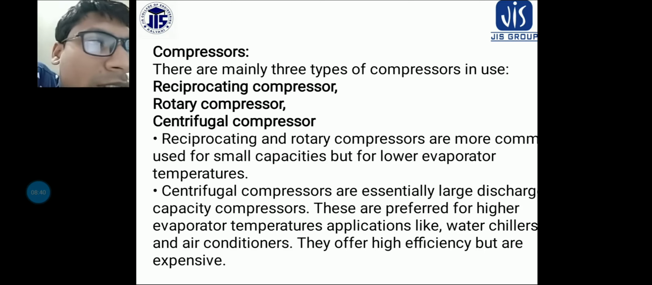Reciprocating and rotary compressors are more commonly used in small capacity, but for lower evaporator temperature. And the centrifugal compressors are essential for large discharge capacity. These are preferred for higher evaporator temperature applications like water chiller and the air conditioner. They offer high efficiency but are expensive.